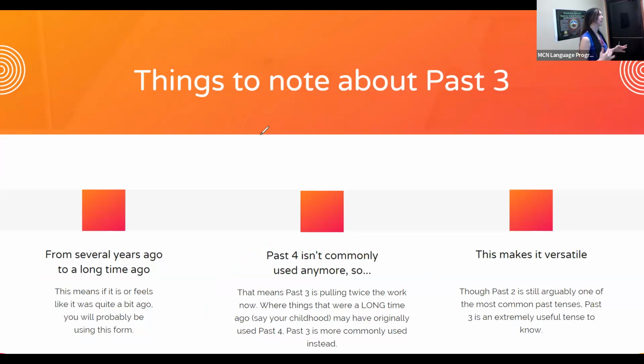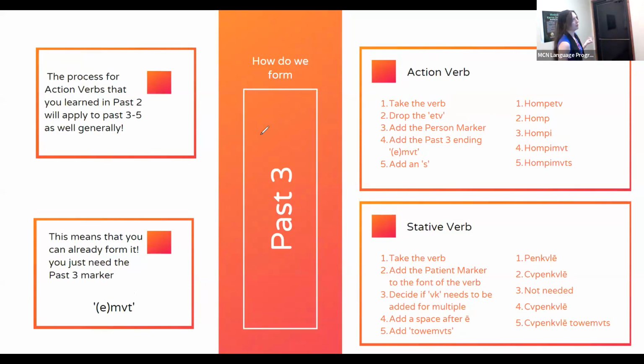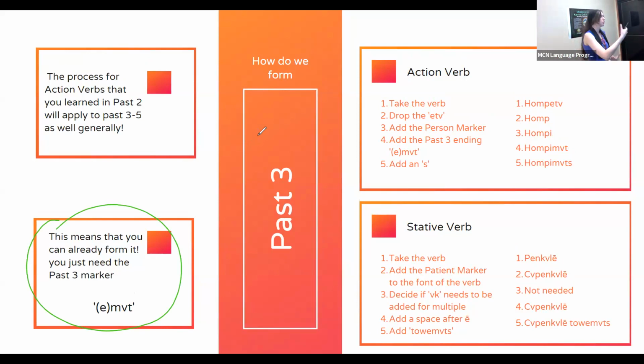Okay, so past 3, how do we do it? Right, so if we look at the top left over here, the process for action verbs, and honestly in this case, stative verbs too, that you learned for past 2 are gonna apply for 3 through 5, which is good news, because really all that means, like it says down here, is that you can already form it, you just need to know your past 3 marker. And that's gonna be the case for past 2, 3, 4, and 5. That's part of the reason that we are kind of moving fast for the past, because once we know our marker, you're just switching out the marker, right? So let's look over here.